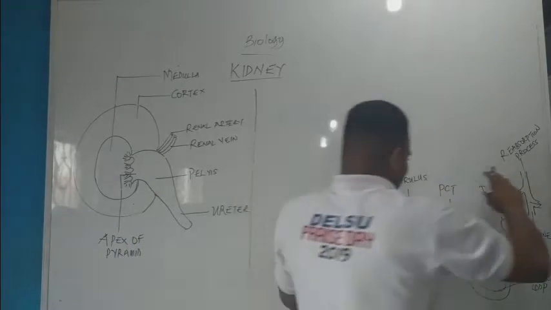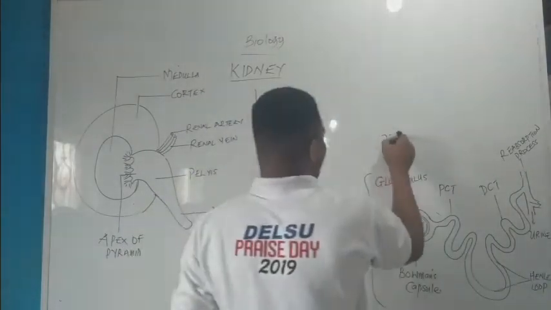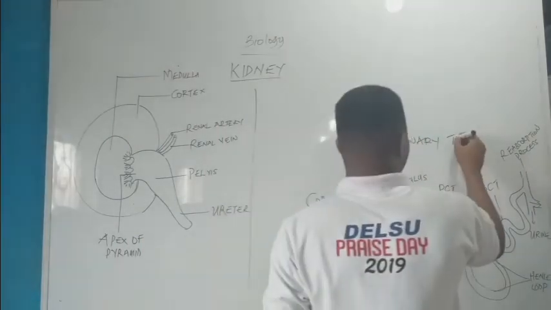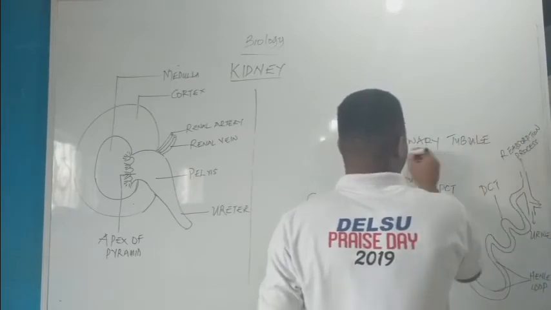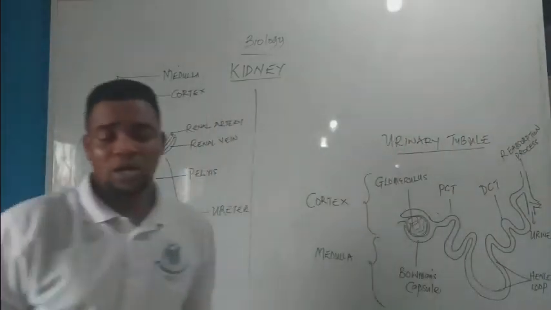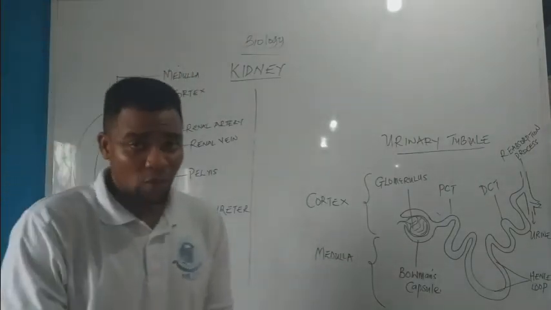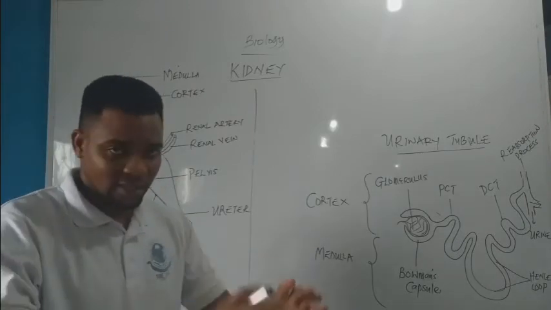Now look at the diagram of the structure of the urinary tube. The urinary tube is the unit of the kidney. The unit of the kidney is the urinary tube. It is like a cell part of the kidney and the system.